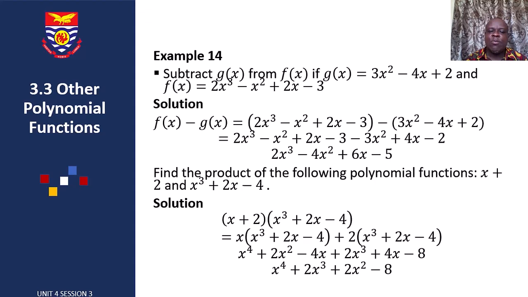Then we group like terms and simplify. x exponent 4 is the only one, so we maintain it. 2x exponent 3 is also the only one, we maintain it. Then 2x squared is also the only one, we maintain it. Then minus 8.